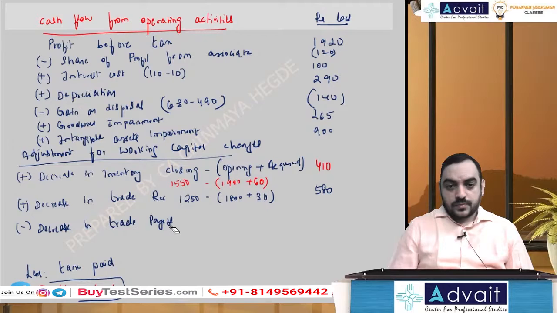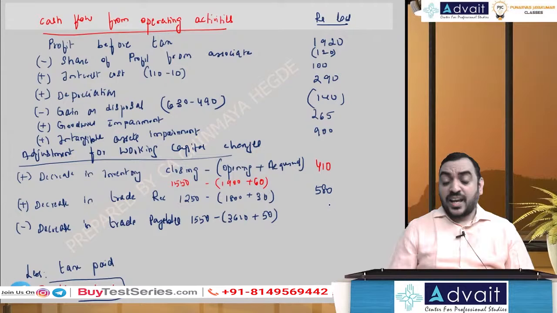So you do closing minus opening, and while taking opening you need to add what is acquired also. So closing is 1550 minus opening 3610 plus what is acquired 50. 2110. This is going to be subtracted. Decrease in current liability is decrease in cash. 2110.